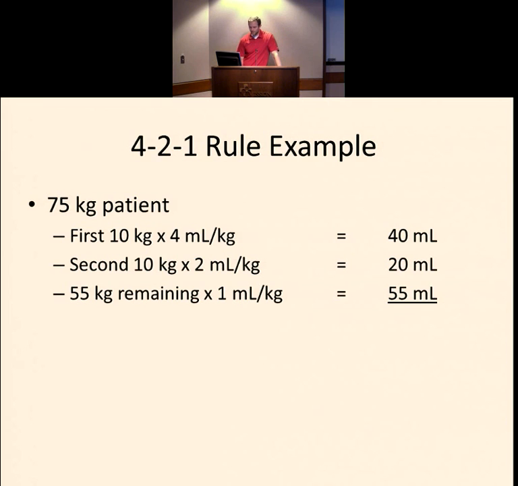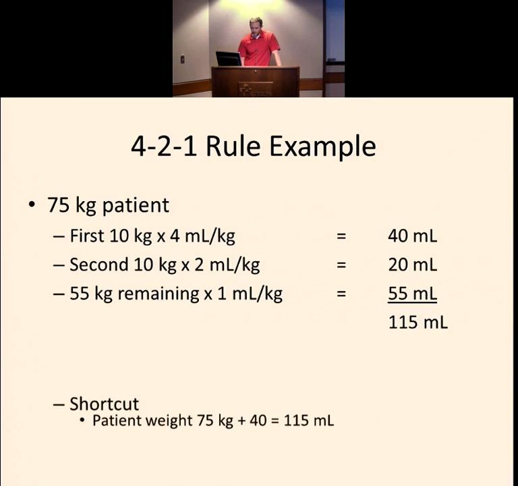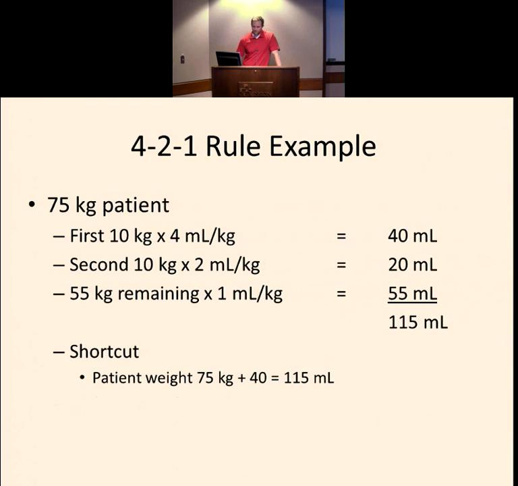So we'll add these up for this 75 kilogram patient, 115 mils per hour. That's their base rate. So now if you remember the shortcut, if the patient weighs more than 20 kilograms, was to take the patient weight in kilograms and add it to 40. So the shortcut for this one would have been 75 kilos plus 40 is 115 mils. So as long as you don't see a pediatric question on your test, this shortcut might be the only thing you need to know to determine a maintenance rate.